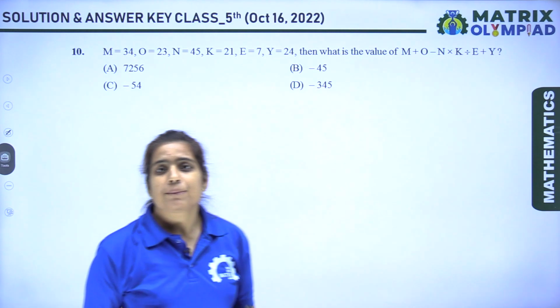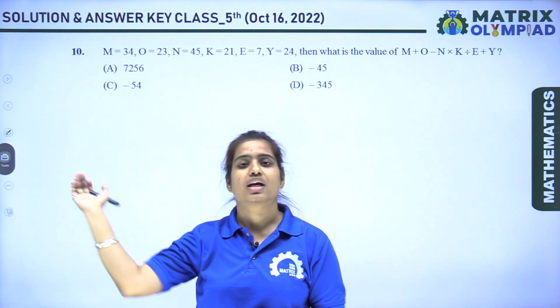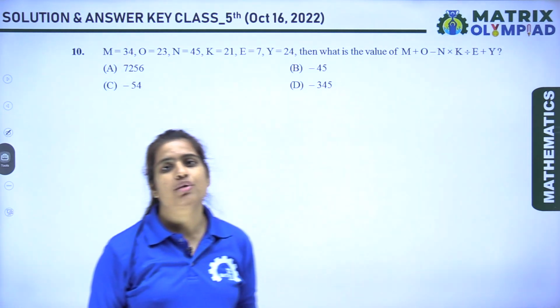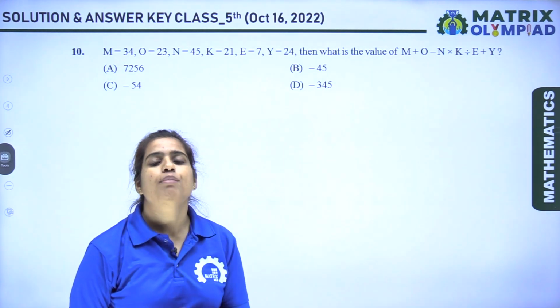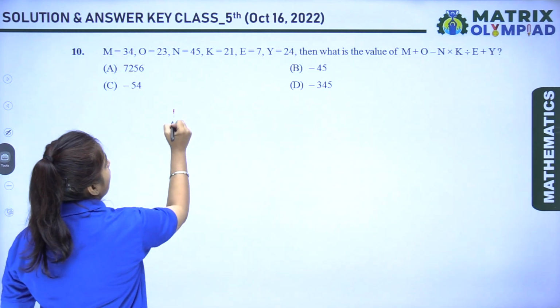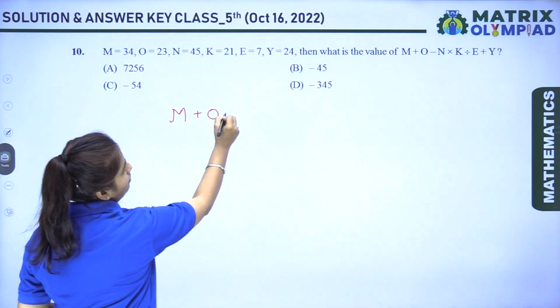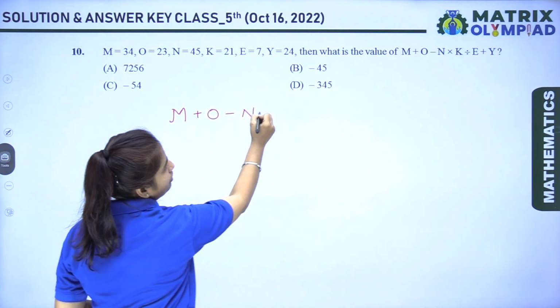We have to simply put the values of these alphabets in and just apply the BODMAS rule. It's a very simple one. We have to just concentrate on the calculation part. So let's begin with the solution.